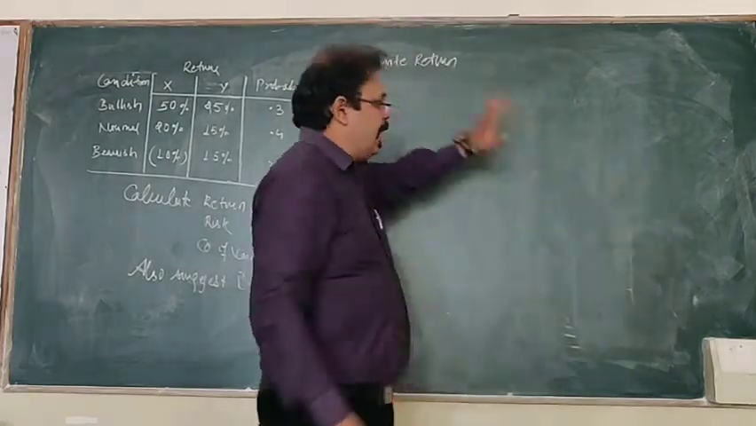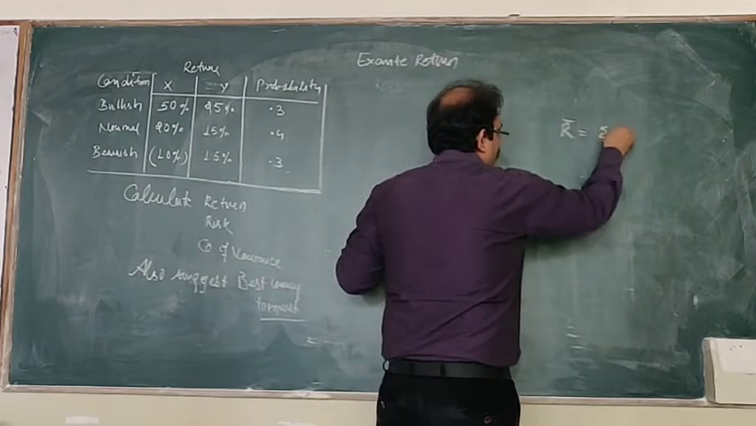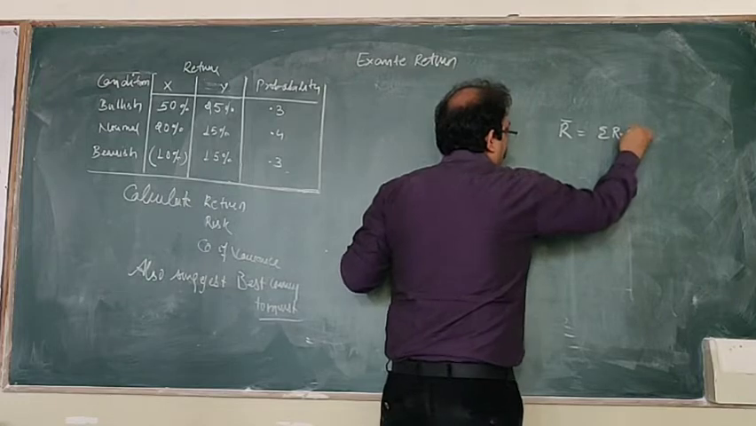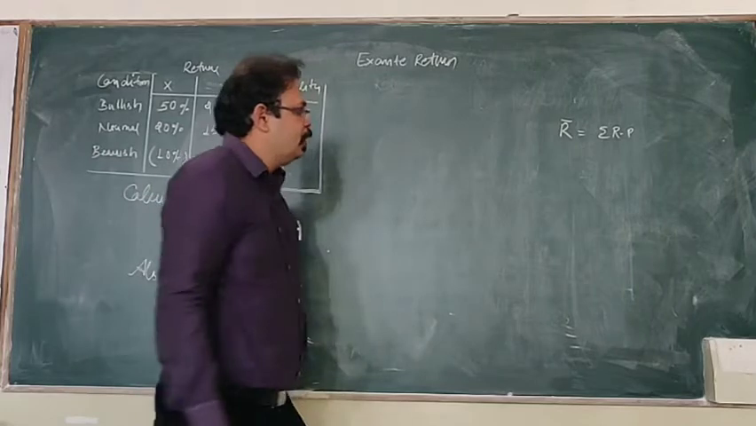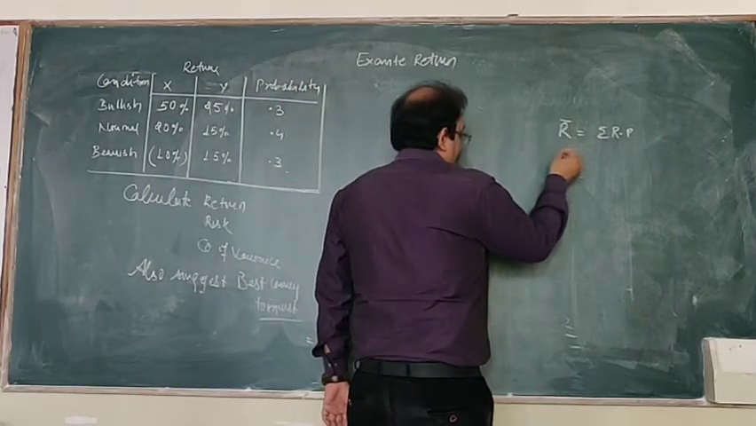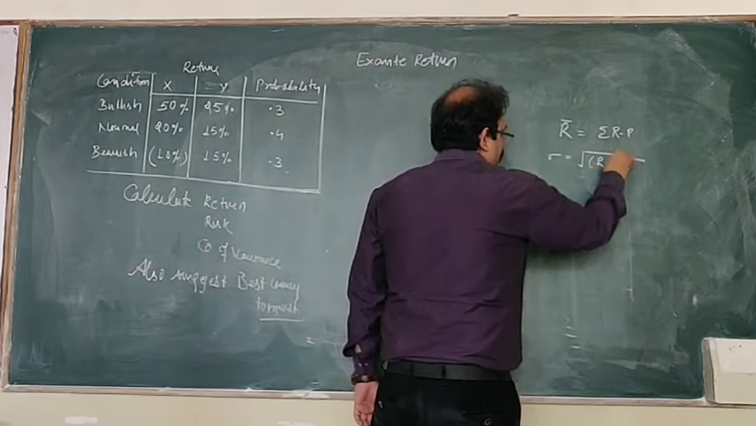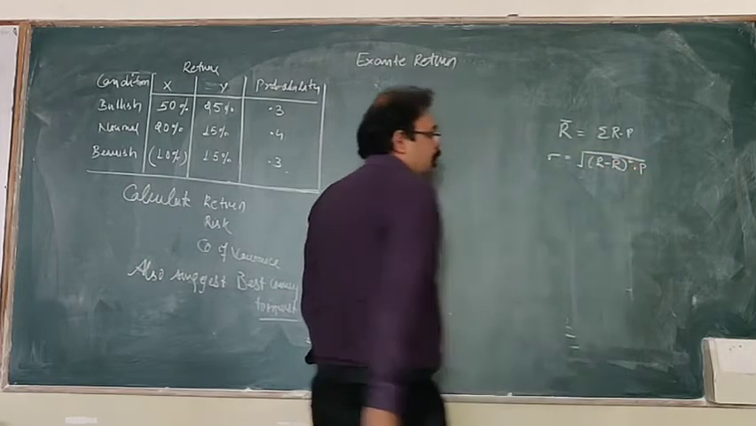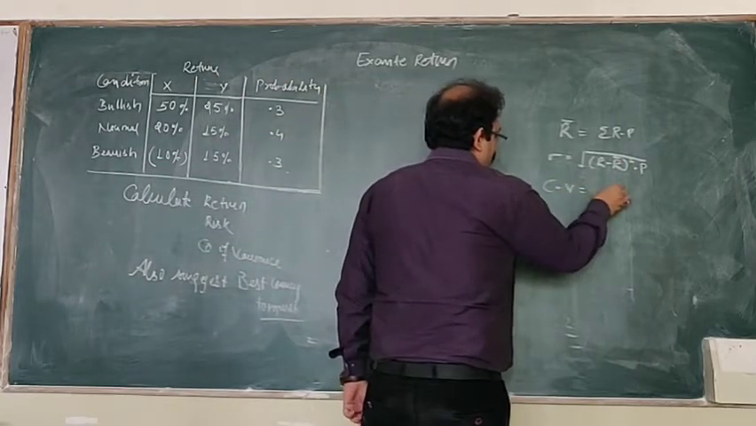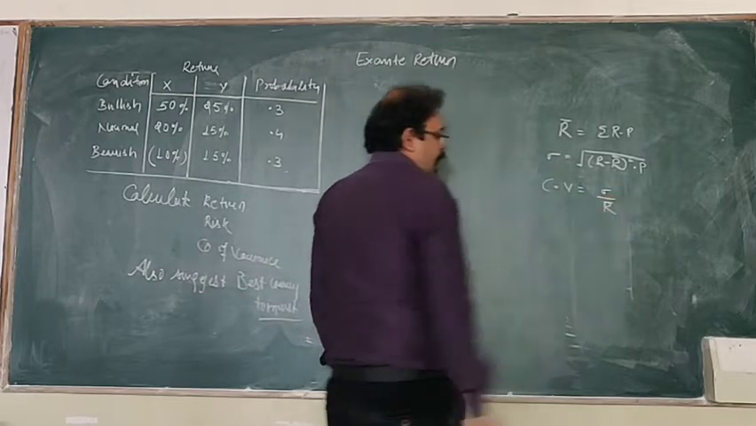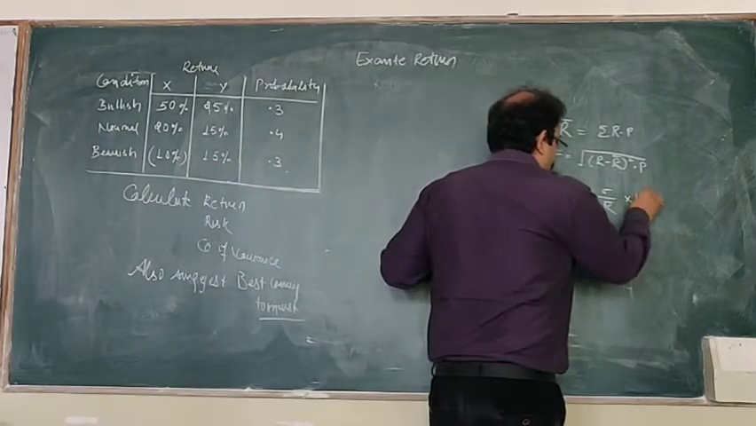So for the average return, R bar is nothing but summation RP. R is for return and P is for the probability associated with the return. Then the standard deviation is the square root of summation R minus R bar square into P, and the coefficient of variation is nothing but standard deviation upon R bar. अगर वो points में आ रहा है, that's it, percentage भी उन्हें multiply with 100.